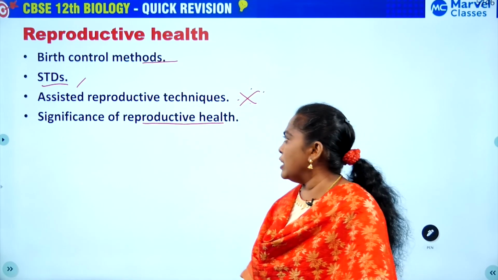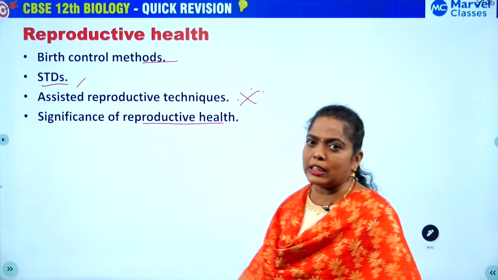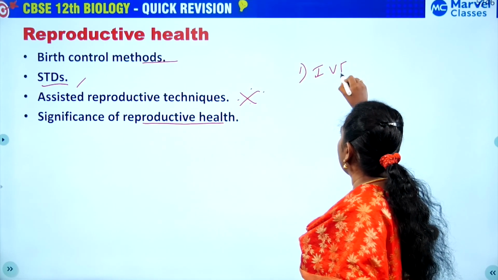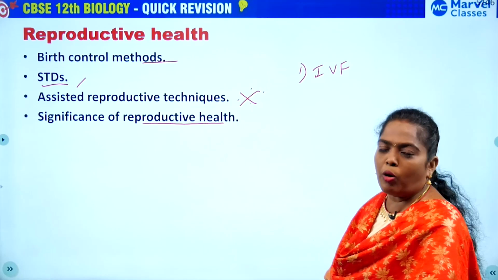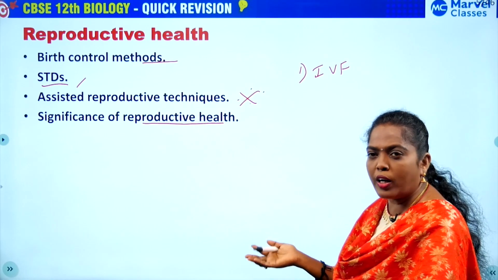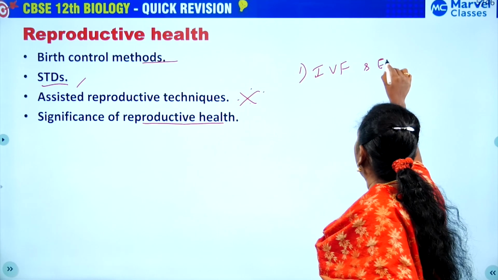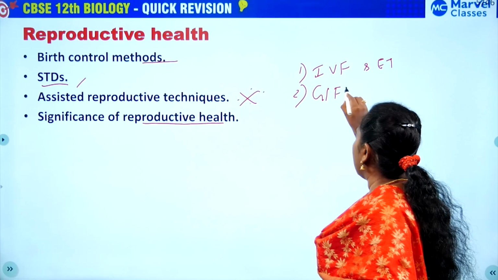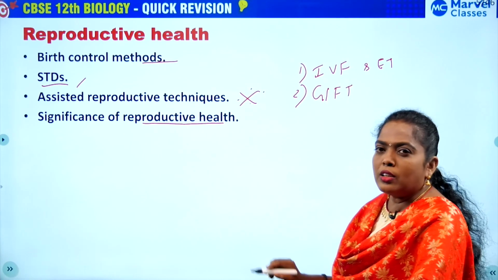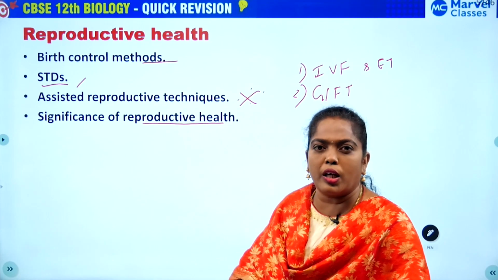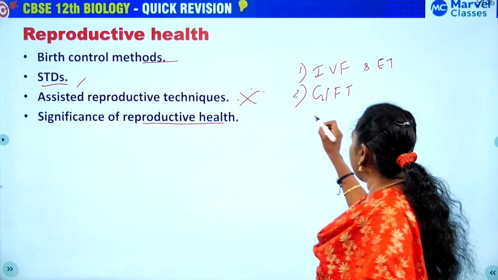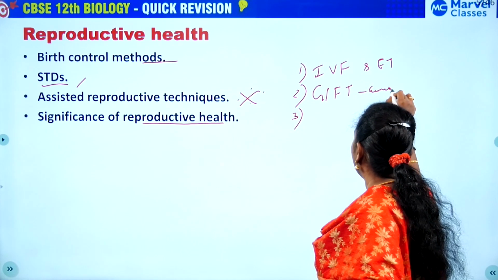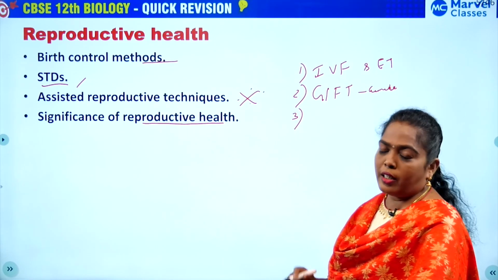But for ARTs, there are many types, isn't it? The first one is IVF, in vitro fertilization. In vitro means outside the body. The fertilization will occur outside the body, and then ET, the embryo will be transferred into the uterus. Then the next one is GIFT, gamete intrafallopian transfer. This can be done for a female who couldn't produce the egg on her own. Here the gamete, that is the egg, can be transferred from another healthy female.